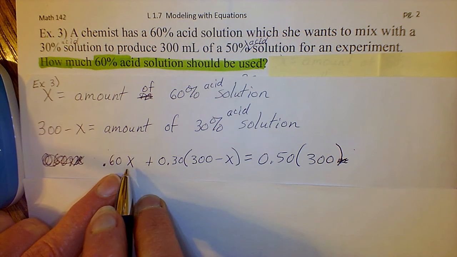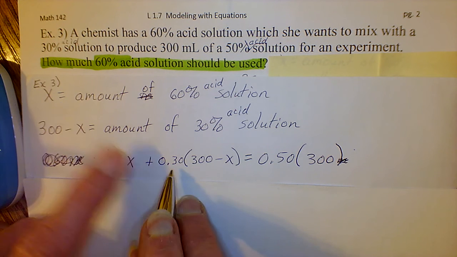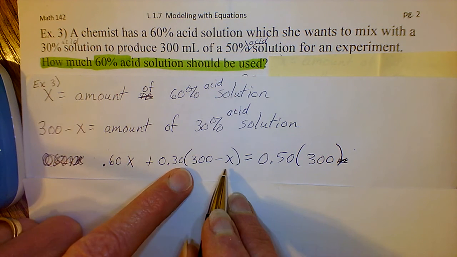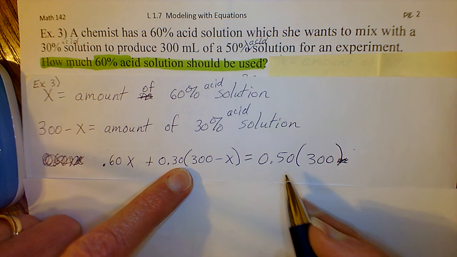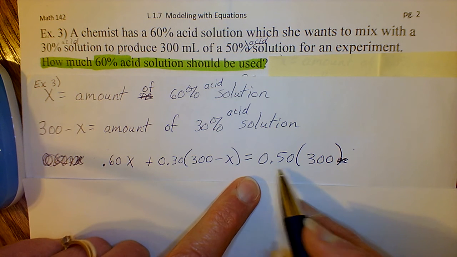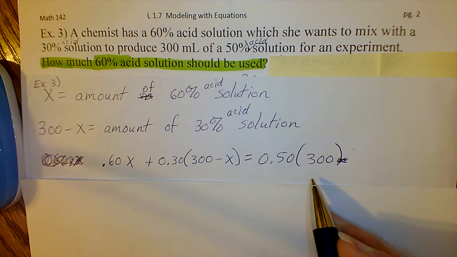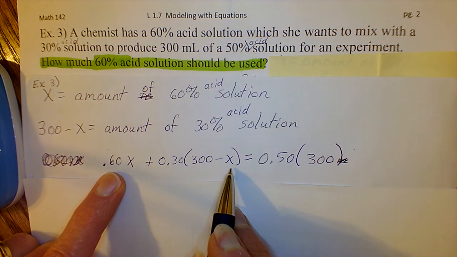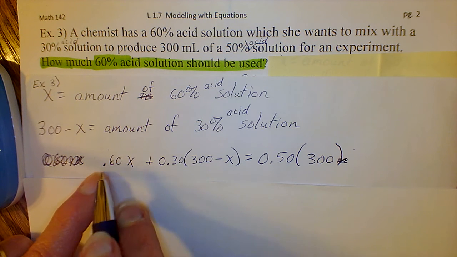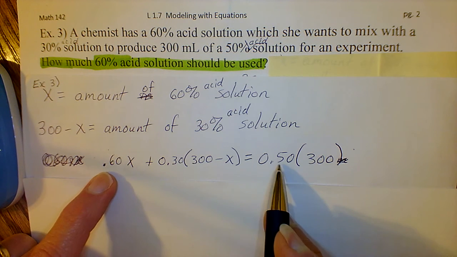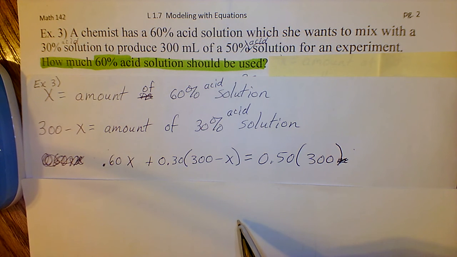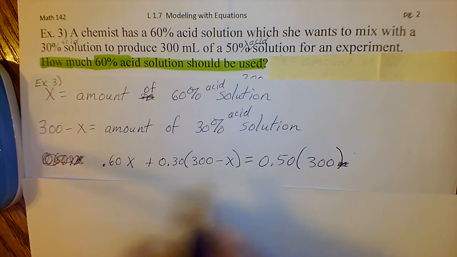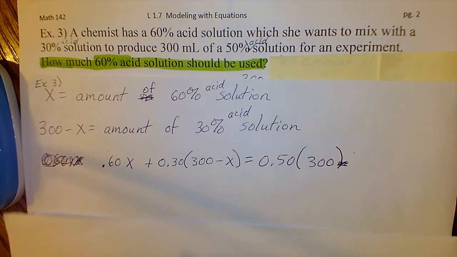There's 60% of the x amount plus 30% in the 300 minus x amount is going to give us a 50% solution and a total of 300 milliliters. The x plus the 300 minus x gives us the 300, and these are the percentages of acid that's in each one of those solutions. So let's solve this now.